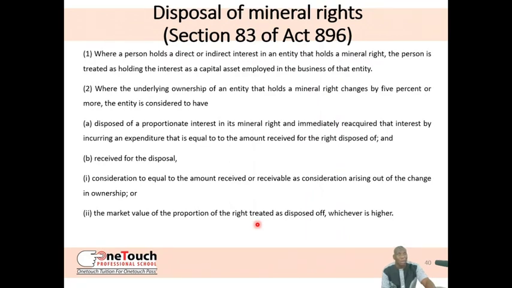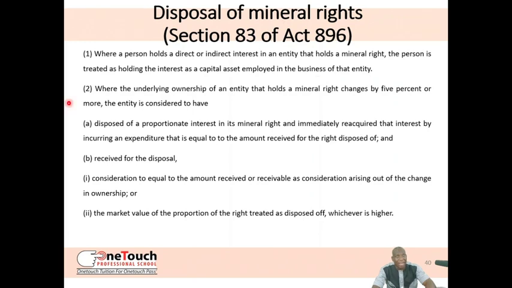Where a person holds a direct or indirect interest in an entity that holds a mining right, the person is treated as holding the interest as a capital asset employed in the business of that entity. So that interest that you have, the holding in the entity that holds the mineral right, the person is treated as holding the interest as a capital asset employed in the business of that entity.